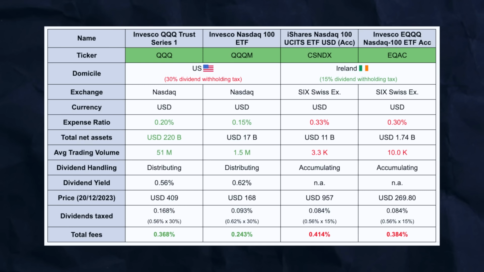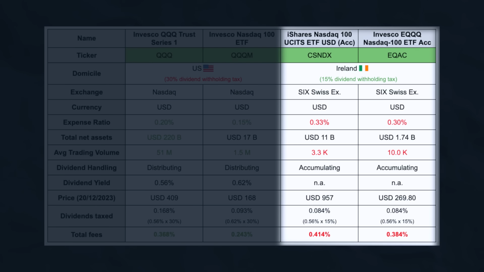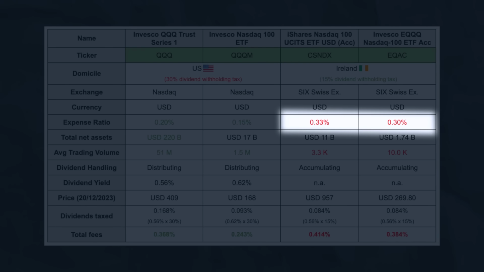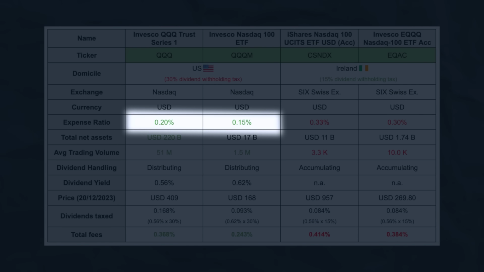However, before you go, "Oh, in that case, let's invest in Ireland domiciled ETFs," you need to understand that the downside of investing in Ireland domiciled ETFs is that they have a higher expense ratio of around 0.3 to 0.33% as compared to US domiciled ETFs, where the expense ratio are lower. So let's find out which ETF charges a lower overall fee.